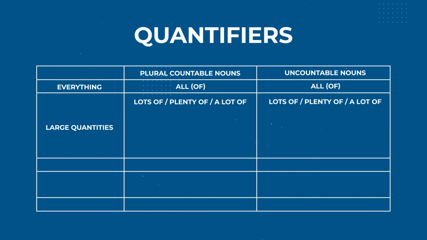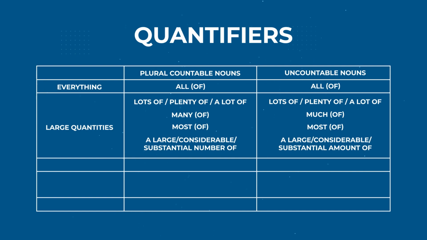Then we also use most of for both. But if I need to show a large quantity differently, what will it be? I can say a considerable number of, a substantial number of. Similarly, if I want to show a large quantity for uncountable, what will I say? I need to say a considerable amount of, a substantial amount of. Make sure you never use amount for countable and you never use number for uncountable.